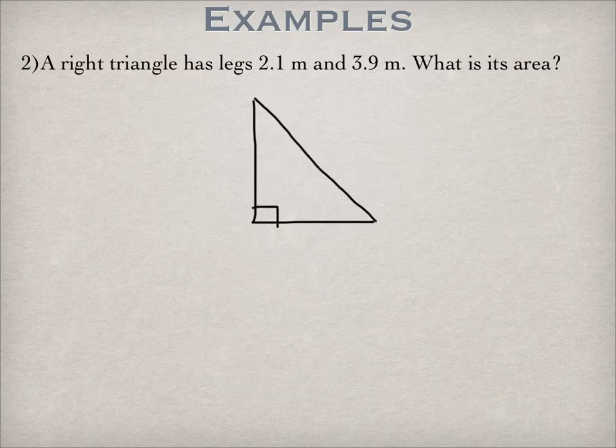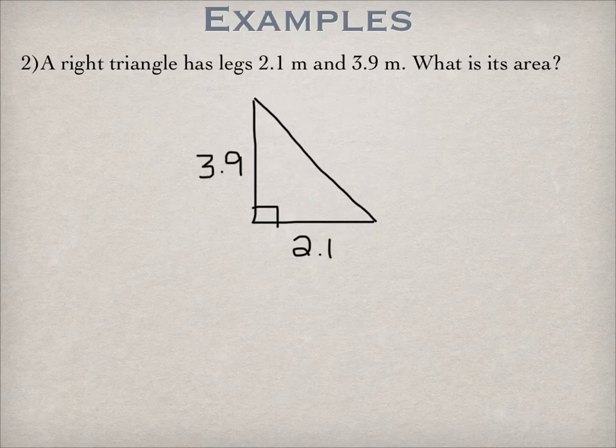And I'm not sure if we've talked about this terminology before or not, but, oh, I think we did back in congruent triangles, the legs of a right triangle are the two sides that make the right angle, the ones that make the L, like L for legs. So that means that these two sides are 2.1 and 3.9. Doesn't matter which is which.